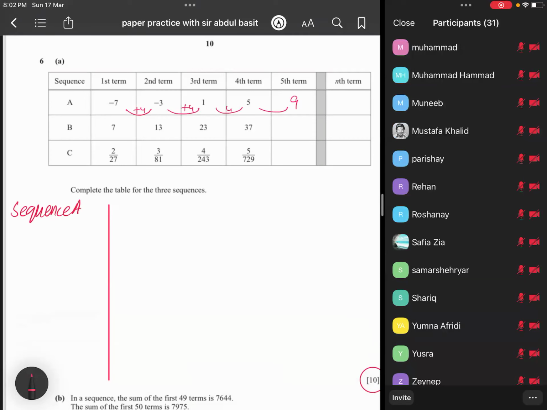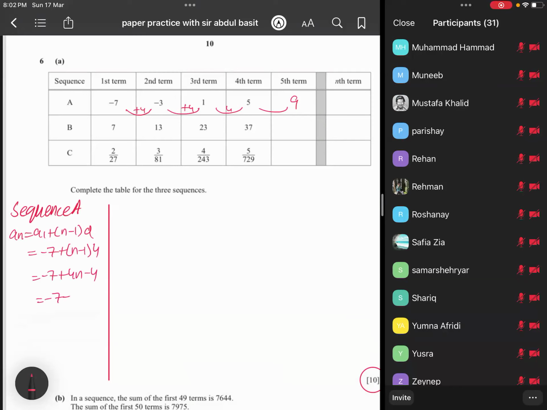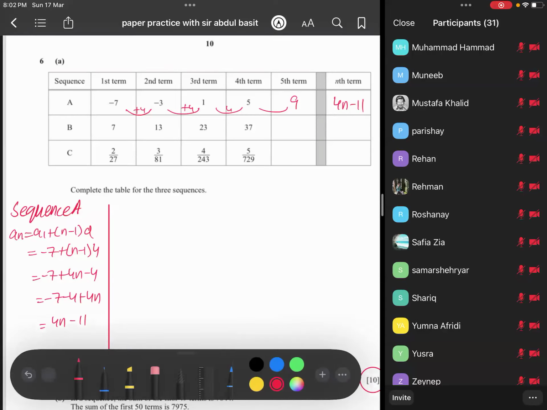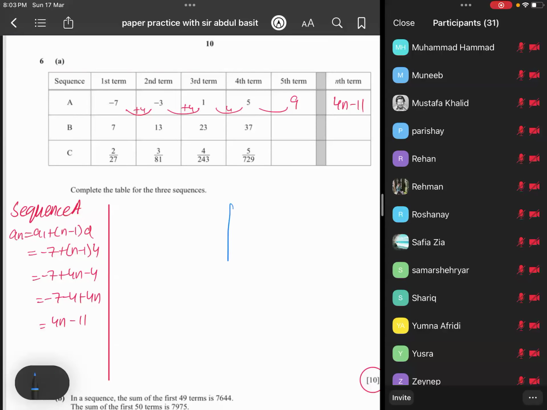So let's find out the n term. It is an arithmetic sequence. An is equal to A1 plus n minus 1 into d. A1, the first term, is -7, plus n minus 1, and the difference is +4. -7 plus 4n minus 4. Arrange it: -7 minus 4 plus 4n. So 4n minus 11 is the answer. Now check: 4 ones are 4, 4 minus 11 is -7. Yeah, it's right. Now let's study the second sequence B.